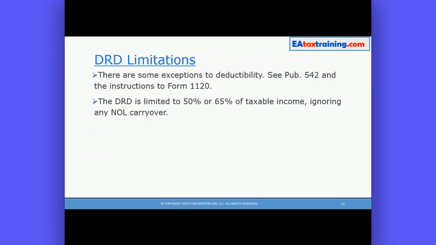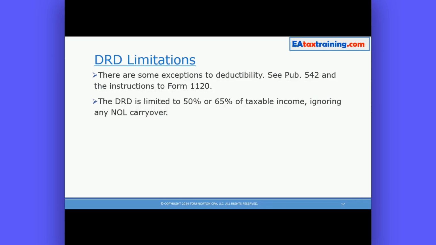And also, the DRD is limited to either 50% or 65% of taxable income, depending on the percentage owned. And that, though, is ignoring the NOL carryover. So what this is saying is they're not going to let you wipe out most or all of your taxable income with this dividends received deduction. So they're going to limit it to either 50% or 65% of the corporation's taxable income. So you're not going to get to zero with the dividends received deduction. However, they do ignore the NOL carryover for this purpose.